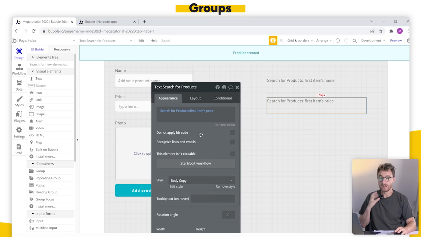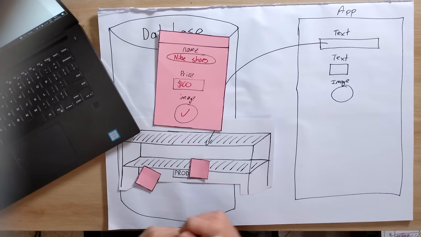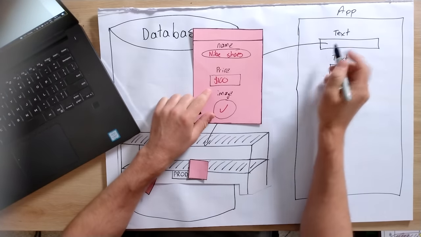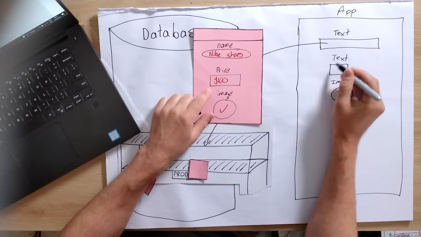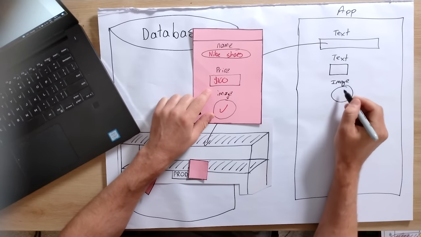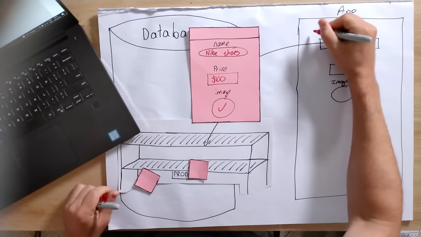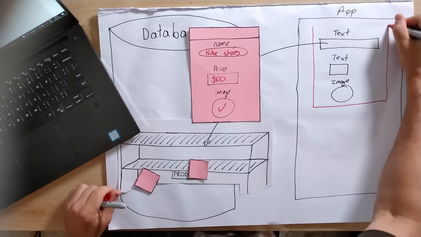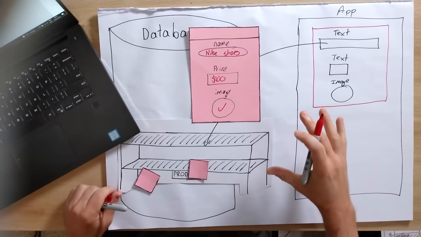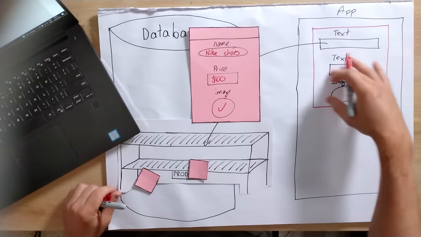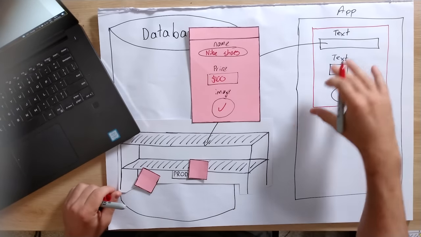And so what I now want to introduce you to is the concept of a group. Okay, so just going back to our sketch for a second, instead of grabbing one of these items and then individually writing an expression that's going to grab the text, and then for this element it's going to grab the price, and then for this image element it's going to grab the photo, etc., what we want to do is instead just put all of the elements that correspond to the same thing in the database, right? All of these elements are going to be displaying the same product. We want to put them all into a group.